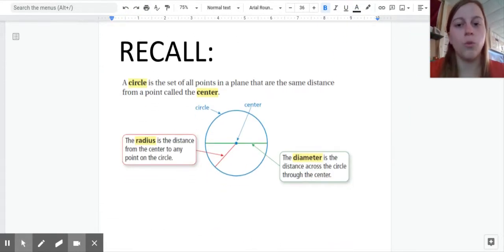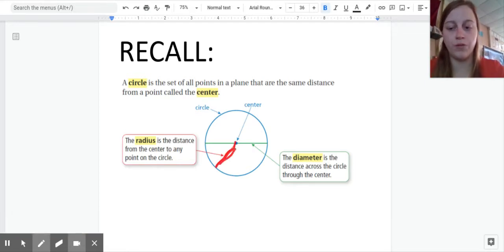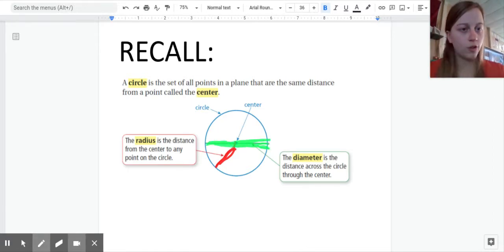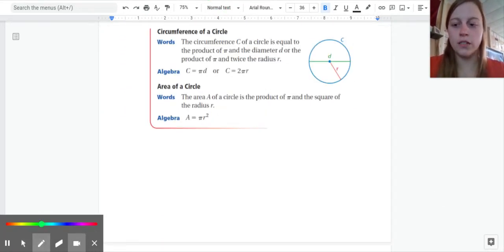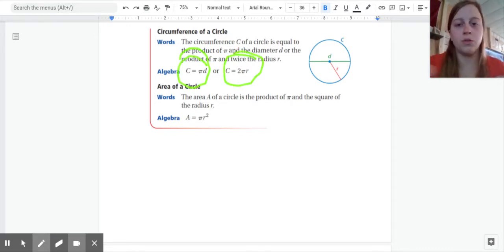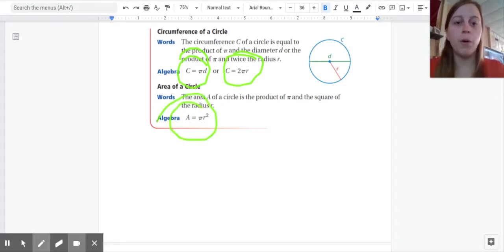So let's go ahead and recall some things we know about circles. Remember that the radius of a circle is from the center of a circle to the outer edge. We reviewed that yesterday. The diameter is the number that is all the way across, the distance across a circle. We also reviewed our formulas for circumference. We have two different formulas, and you can pick which one you'd like to use. And we reviewed our formula for area. Both of them have different formulas. You have to make sure that you're writing those out.